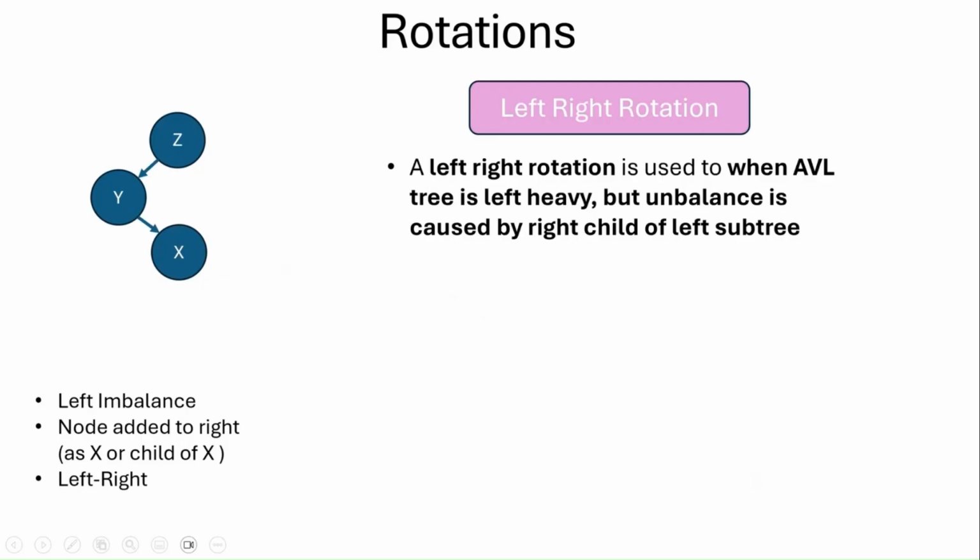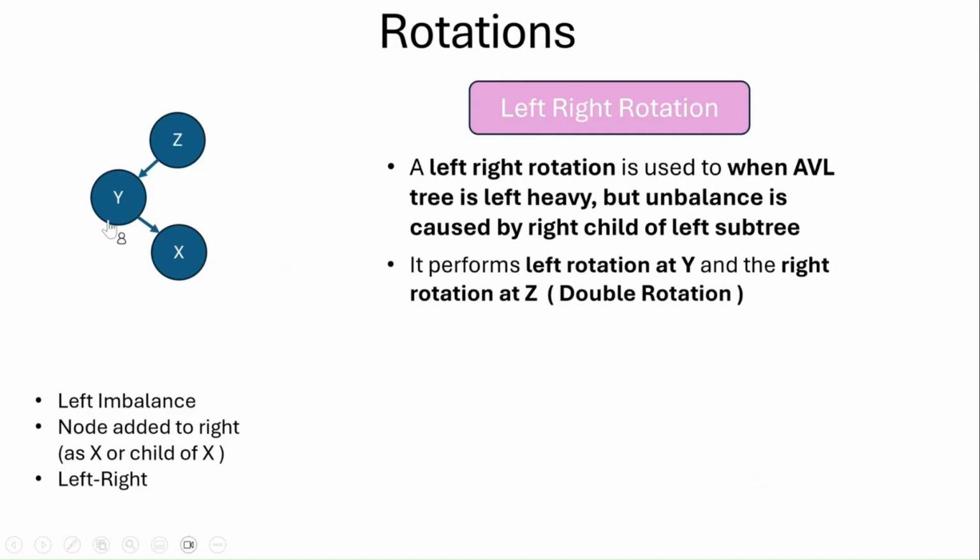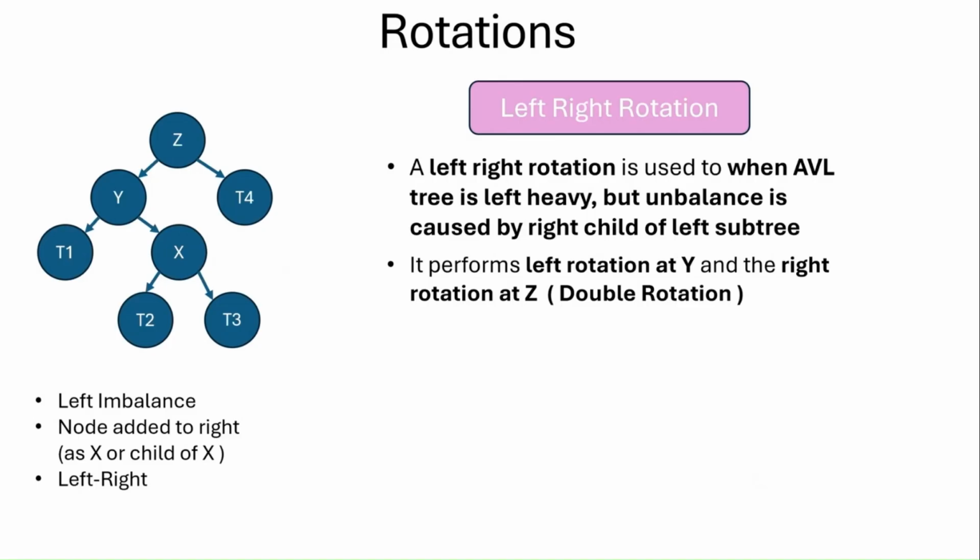So the left-right rotation is used when the AVL tree is left heavy, but the unbalance is caused by the right child of the left subtree. It performs a left rotation at Y and a right rotation at Z. So it performs a double rotation or 2 times rotation. We will understand why 2 times rotation. So to understand better, we are representing this T1, T2, T3 as subtrees of the Z, Y, X. So now why 2 rotations?